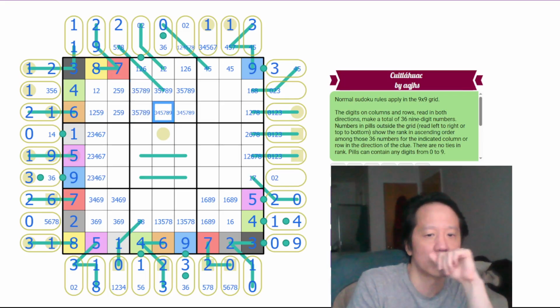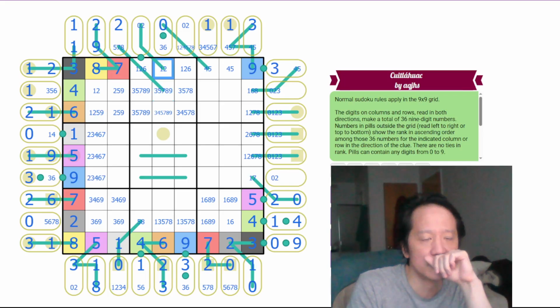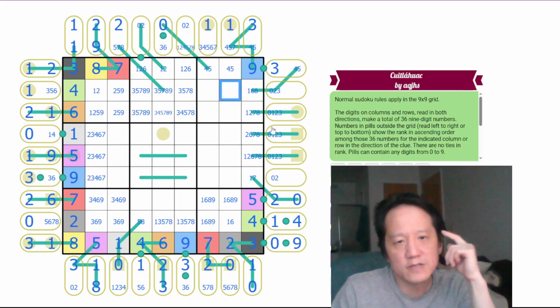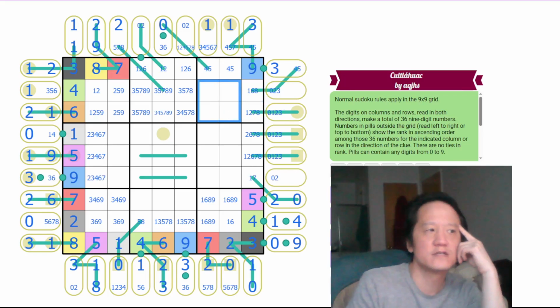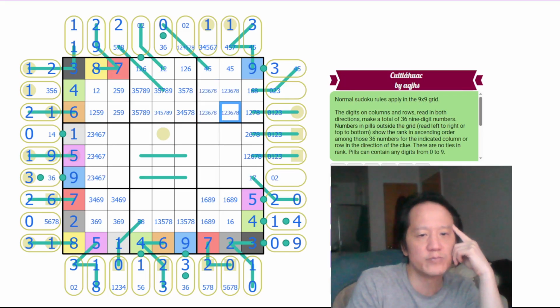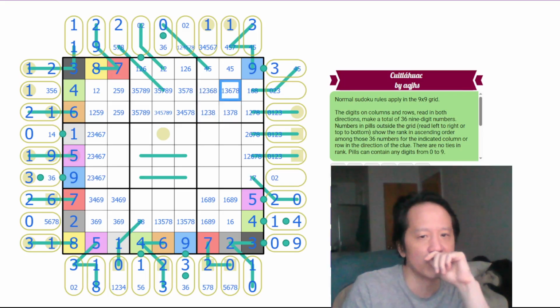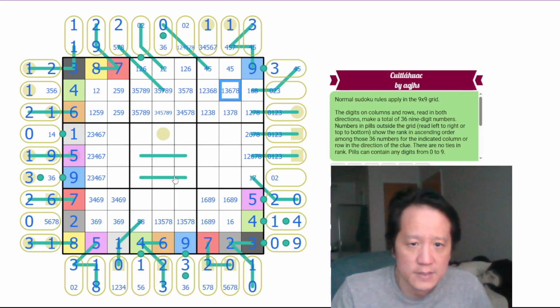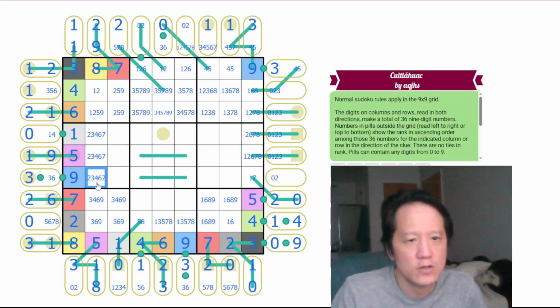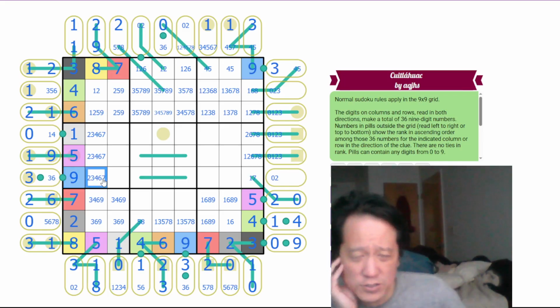4 can't be here. 9 can't be either of these. 6 obviously can't be either of these. These can be 1, 2, 3, 7, 8. No, 1, 2, 3, 6, 7, 8. And this can't be 6 here. This can't be 2 here. This can't be 7 here. Okay. Interesting. So this is only 2 through 7.